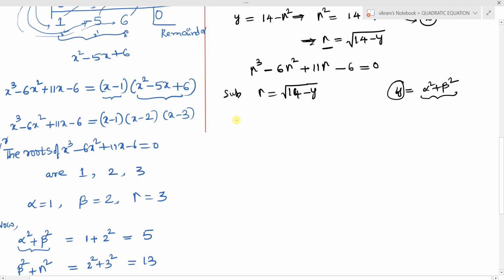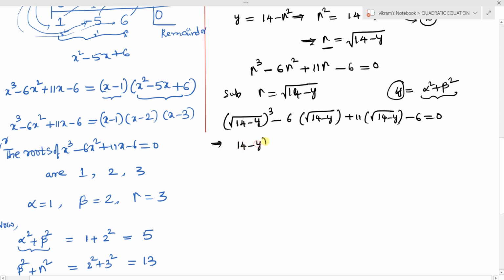Now if we substitute here: square root of 14 minus y whole cube, minus 6 into square root of 14 minus y, plus 11 into square root of 14 minus y, minus 6 is equal to 0. Simplifying, the cube gives 14 minus y into square root of 14 minus y, minus 6 into 14 minus y, plus 11 into square root of 14 minus y, minus 6 equal to 0.